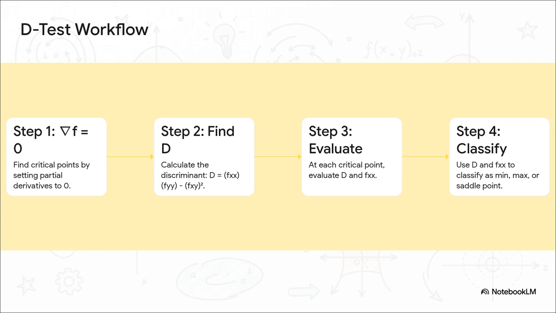Step 1, find your critical points. Set both partial derivatives to 0 and solve that system of equations. Step 2, calculate all your second partials and compute the discriminant, D. Then, the final step, take each critical point you found, plug it into D, and use the signs to classify it as a min, max, or saddle.